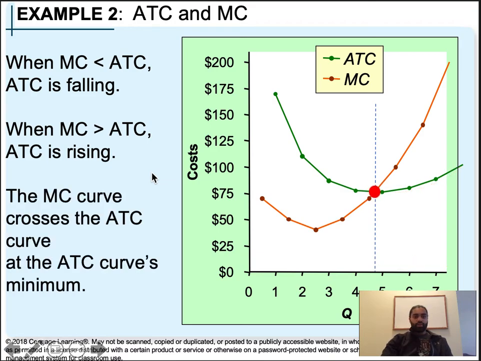Now this is important when we look at profit maximization. So where marginal cost crosses the ATC curve, at the minimum of the ATC curve, that's where you're going to want to produce. So wherever this unit is, that's how much we should produce. And we'll see why that unit is so important later on when we add all of our curves with our different market structures.